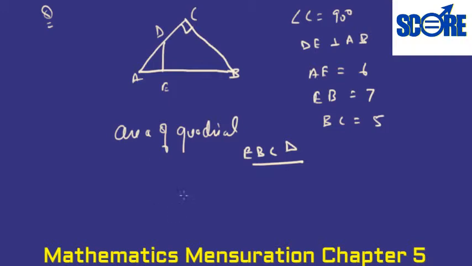Mark all the points. Let's mark it. Now this is 90 degrees. Now marking the things. AE is given 6, right? EB is given 7 and BC is given 5, right? Now we have to calculate the area of quadrilateral ECBD. This is C, this is D.